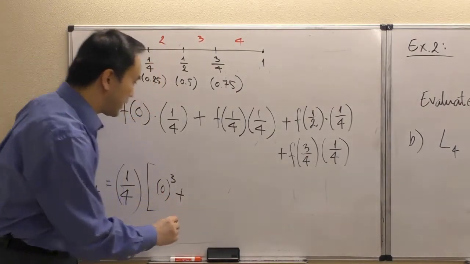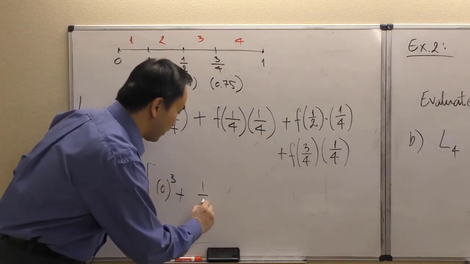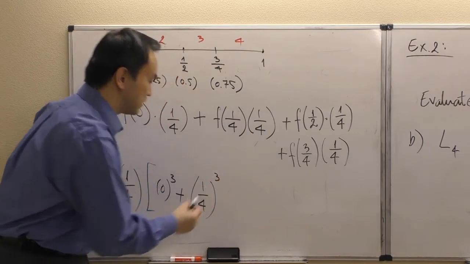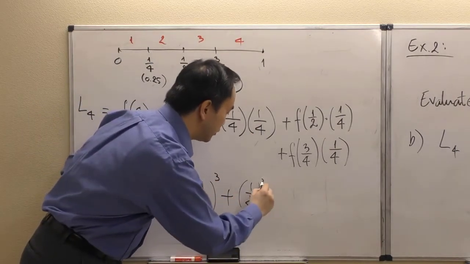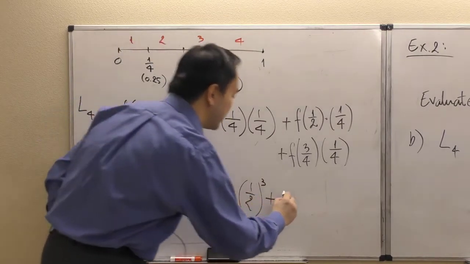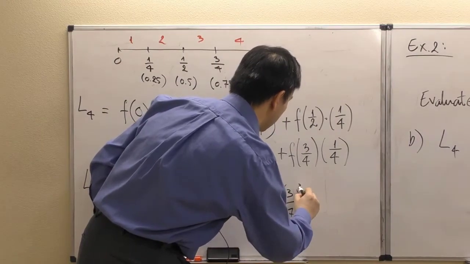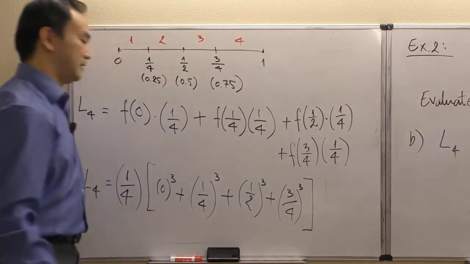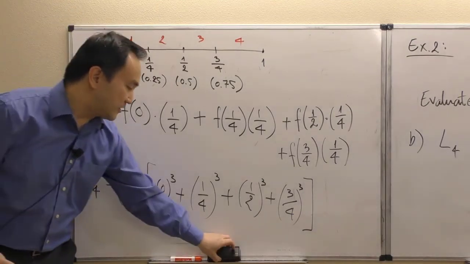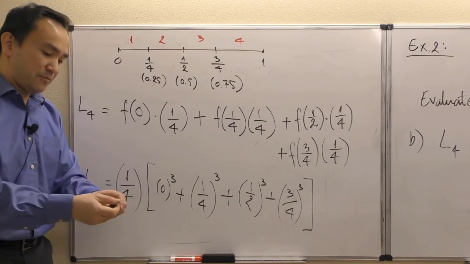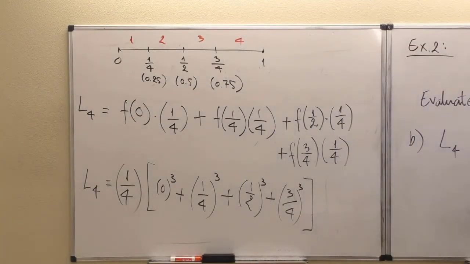Then I'm going to add the next term. The next term now, after pulling out the common factor of 1/4, is 1/4 cubed. Then the third term is going to be 1/2 cubed. And the last term is going to be 3/4 cubed. All right. So that's the setup that's ready for getting the final answer. So I'm now again going to quickly step back to my computer to get some calculated results here.